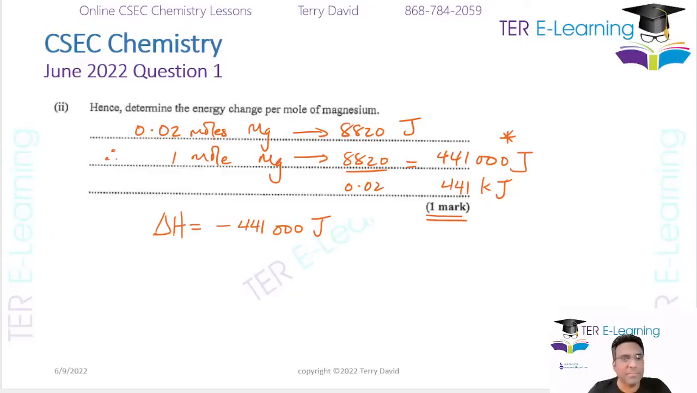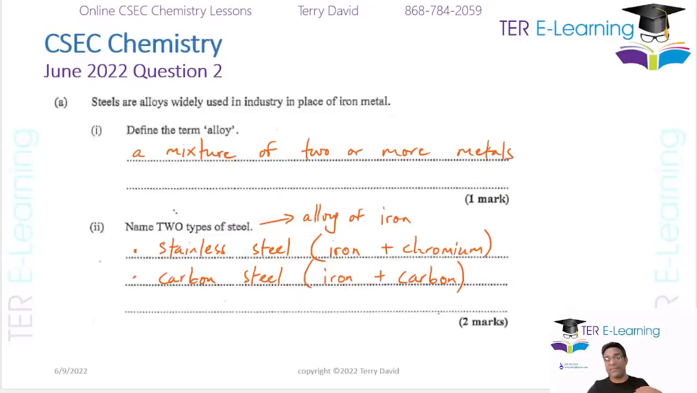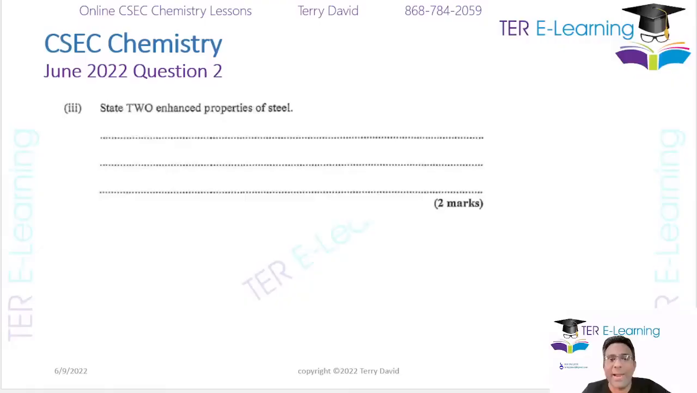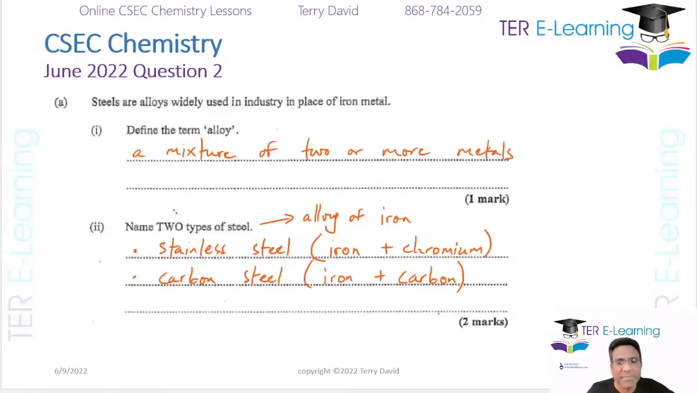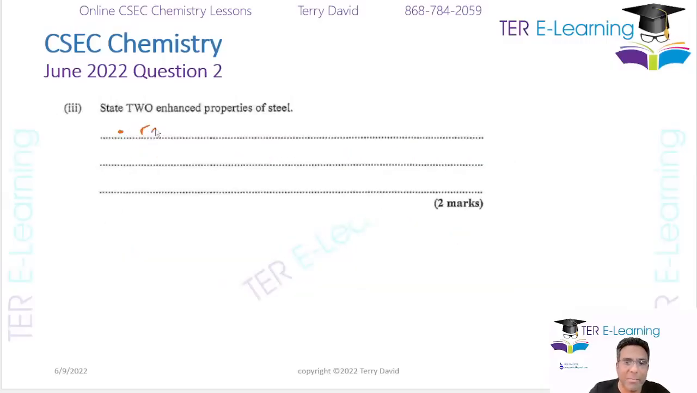All right, so back to this. This is what I would have said here. The next thing, state two enhanced properties of steel. Well, I would go back to my examples and from there I can say something about it. So the enhanced properties is that it is a little more resistant to corrosion, and that is when comparing it to pure iron. And the next one here is that it is stronger. Steel is stronger. That's why we use steel in the manufacture of cars and in the manufacture of buildings. That's what we're using steel for.